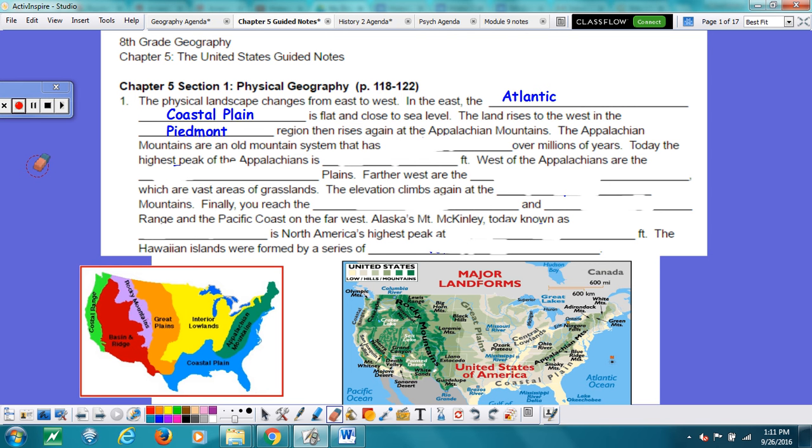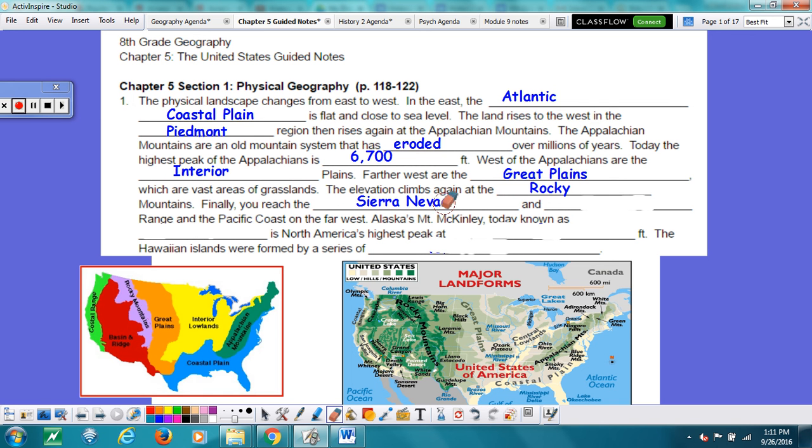So the Appalachian Mountains, they're an old mountain system that has eroded over millions of years. Today, the highest peak in the Appalachians is just around 6,700 feet. West of the Appalachians is the interior plains. Further west are the Great Plains, where you live, which are vast grasslands. Elevation climbs again towards the Rocky Mountains.